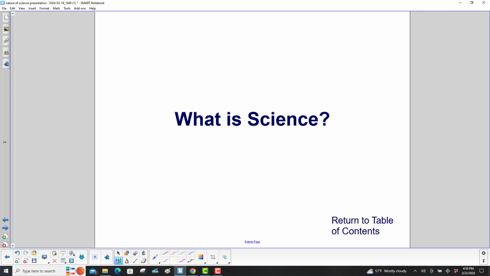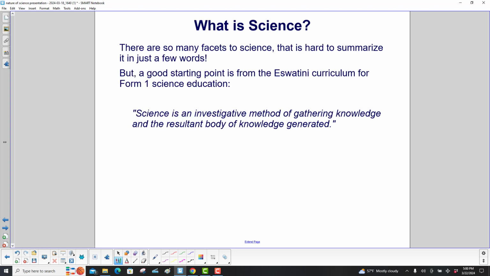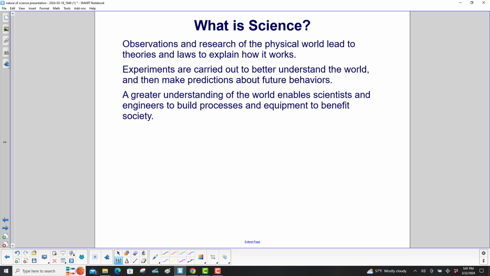What is science? There are so many facets to science that it is hard to summarize it in just a few words. But a good starting point is from the Eswatini curriculum for Form 1 science education. Science is an investigative method of gathering knowledge and the resultant body of knowledge generated.